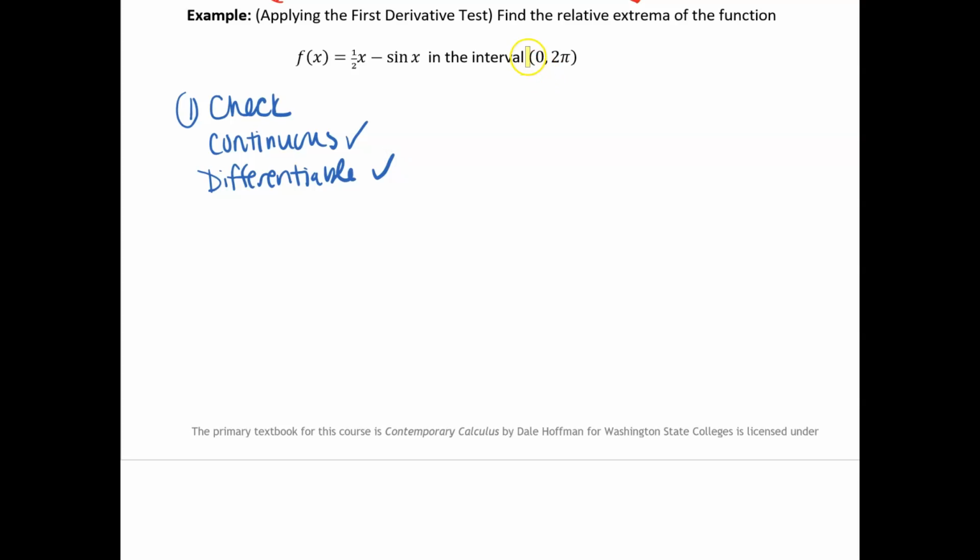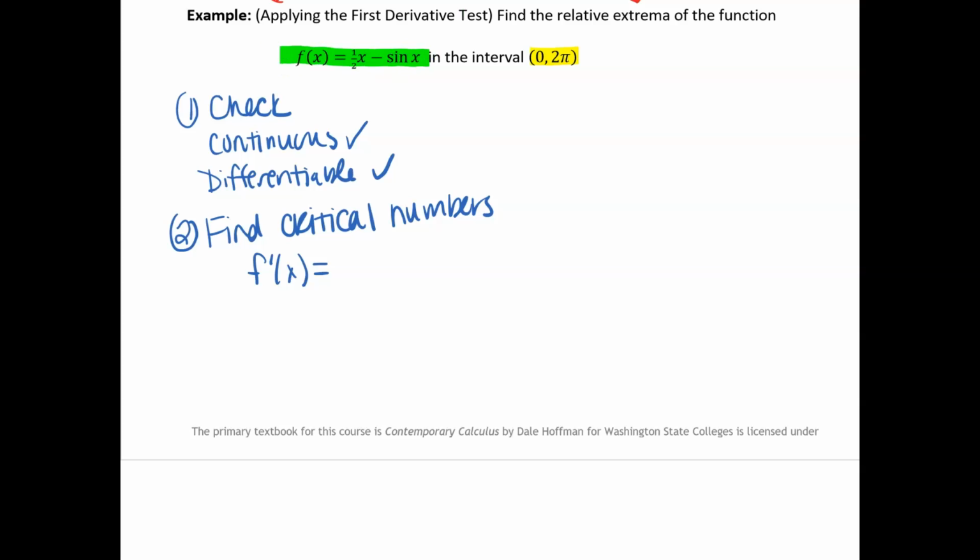And notice this is on the interval from 0 to 2 pi. We do want to remember those constraints as we move forward. So the next thing we're going to do is part 2. We're going to find the critical numbers. Okay, so in order to find our critical numbers, we've been doing this already a few times, we're going to find our derivative. So our derivative of 1/2 x minus sine x, because this is our original function, would be 1/2 minus cosine x. Hopefully you're doing a lot better with those derivatives. We're going to take that and set it equal to 0 and solve.